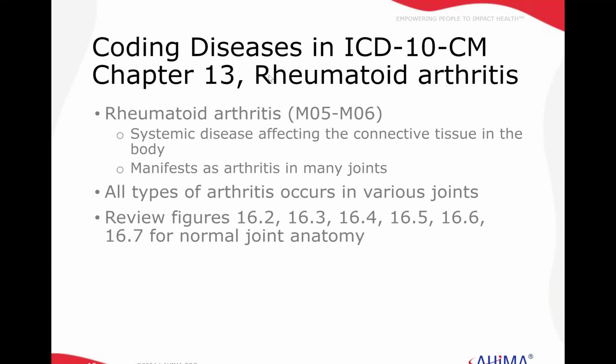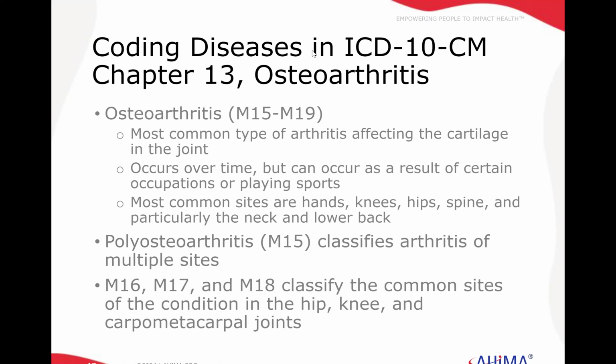Rheumatoid arthritis is M05 through M06, and this is a systematic disease that affects the connective tissue in the body. You can see figures 16.2, 16.3, 16.4, 16.5, 16.6, 16.7 about normal joint anatomy. Osteoarthritis is different. This is the most common form of arthritis. Rheumatoid has to specifically be called out as rheumatoid, and they do specific tests for this, as noted.